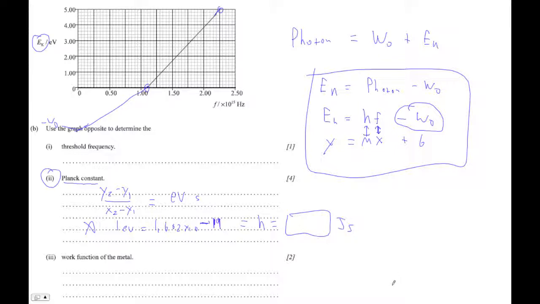Okay, there you go. You got it? That's kind of tricky, right? So you got to know that Planck's constant is the slope of that graph, and then find the slope. Then you can also convert it to joule seconds.